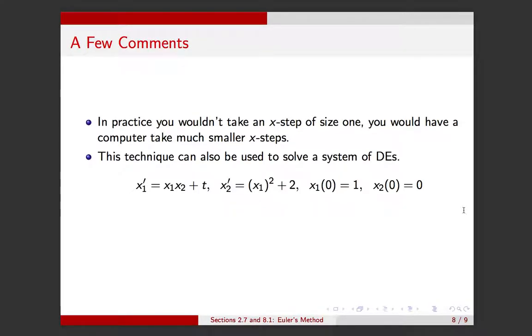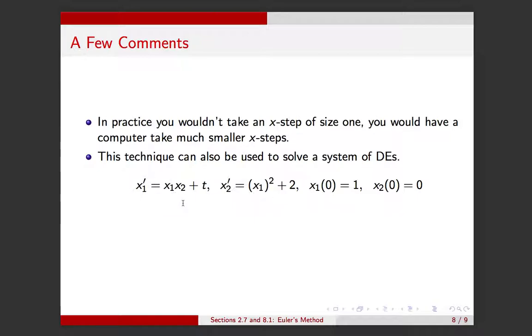We use this technique to solve a single differential equation. You can use the same technique to solve a system if you would like. So here is a system, right? x1 and x2 depend on time, and the rate of change of x1 is given by x1 times x2 plus t. The rate of change of x2 is given by x1 squared plus 2. So now, if you want to solve this system, you're going to have to draw me 2 separate graphs, a graph for x1 and a graph for x2.